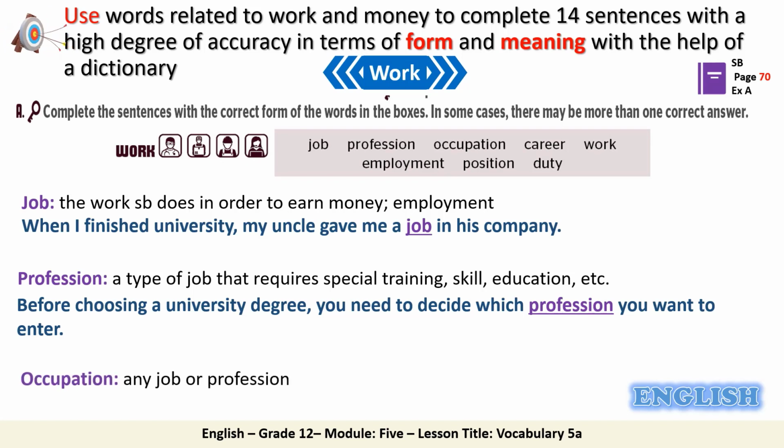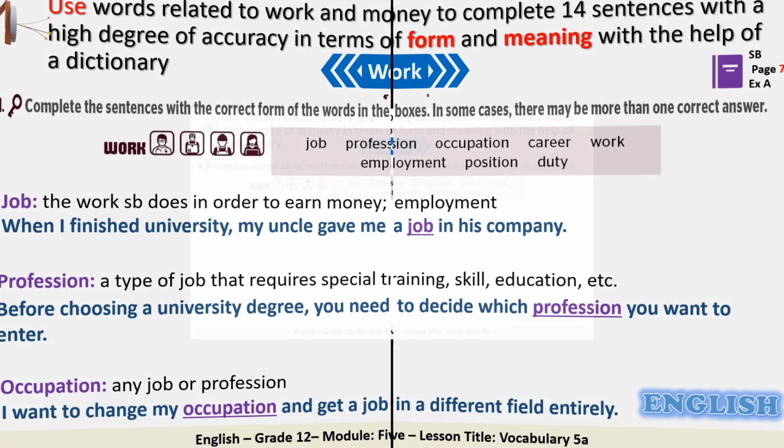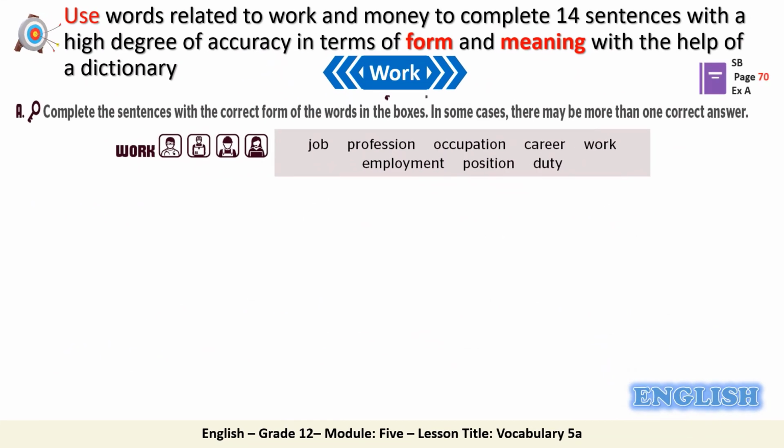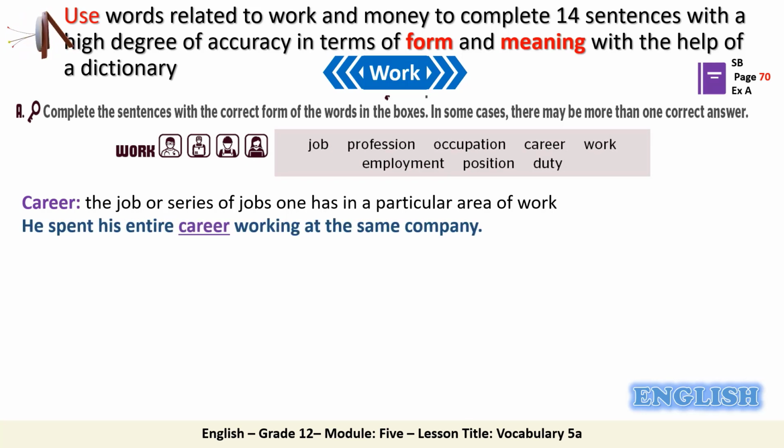Then you have occupation, which means any job or profession. For example, I want to change my occupation and get a job in a different field entirely. We continue with the same vocabulary work. Now the word career, which means the job or series of jobs one has in a particular area of work. For example, he spent his entire career working at the same company.